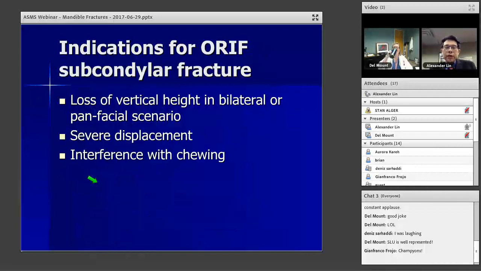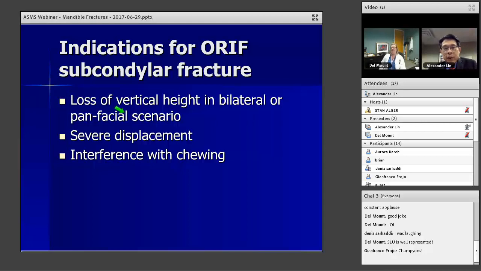So what are the indications for open reduction internal fixation of subcondylar fractures? Well, the real main indication is a loss of vertical height where it will make a difference. And where it will make a difference if there's more than one fracture, namely a bilateral subcondylar fracture. So now you've totally lost the height of the mandible, or a panfacial scenario where you need to reestablish height so that you can reestablish height of the maxilla and you can reestablish height of everything else on that side. That's really the time to do it.